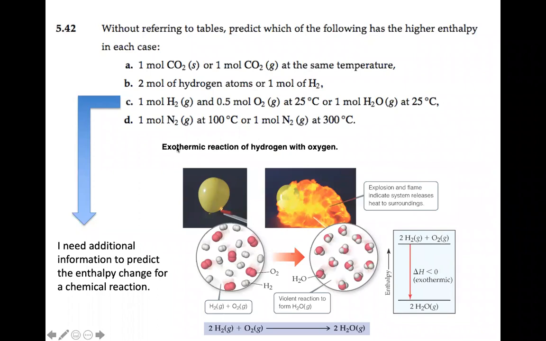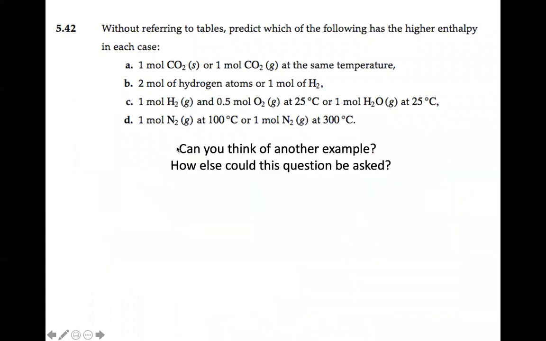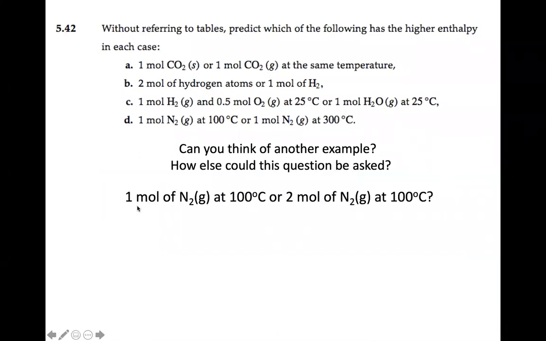Now, when I look at these different ones, what I found myself thinking is, well, what would be another example? Anytime I get to an end of chapter question, I always think, well, how else could this be asked? What else might they be looking for? So what occurred to me within this one, another related one would be a comparison like this. Which of these would have a higher enthalpy value? Is it 1 mole of N2 gas at 100 degrees C, or is it 2 moles of N2 gas at 100 degrees C? Let me send you this one as a polling question.